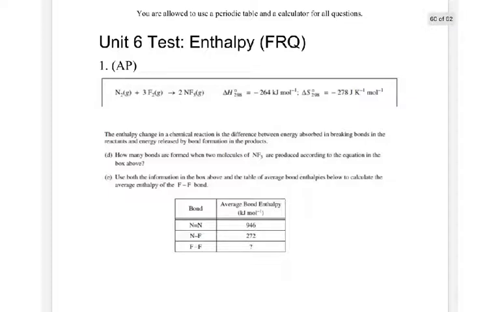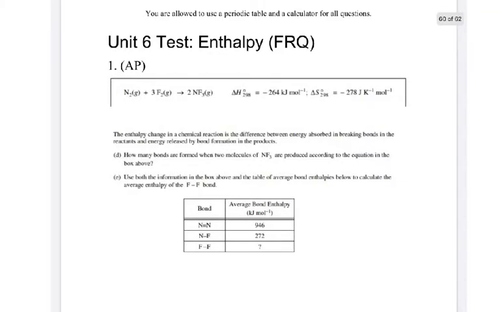So the very first part states that the enthalpy change in a chemical reaction is the difference between energy absorbed in breaking bonds in the reactants and energy released by bond formation in the products. Okay, so that's just stating that when you break bonds, energy is absorbed, and when you make bonds, energy is evolved. Alright, so let's look at our reaction.